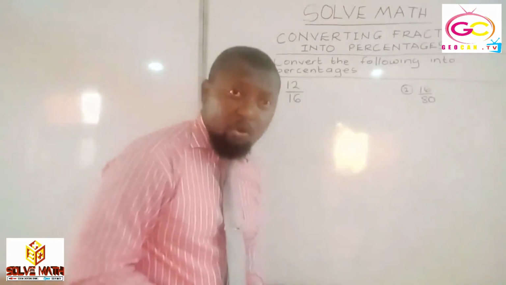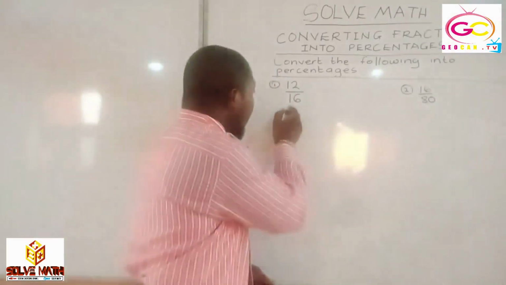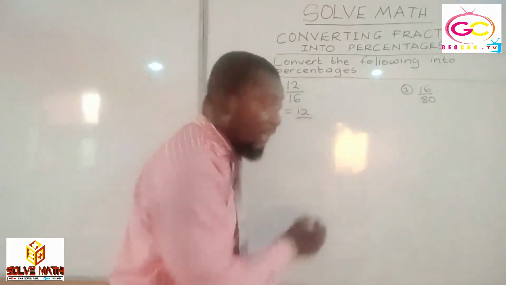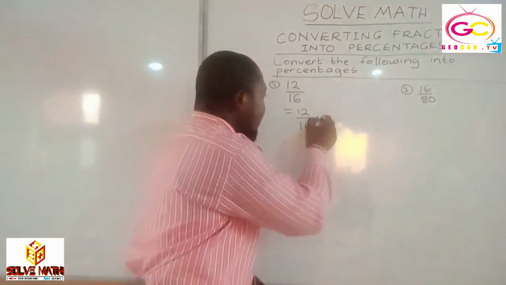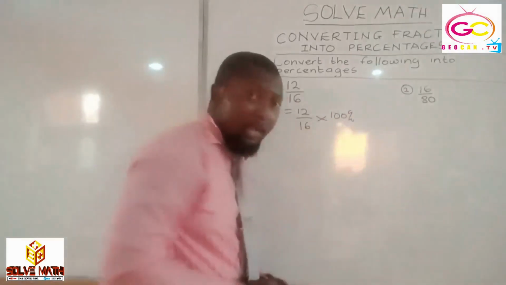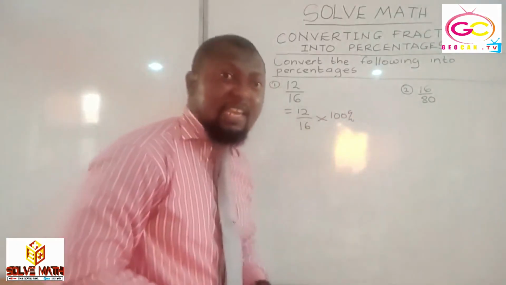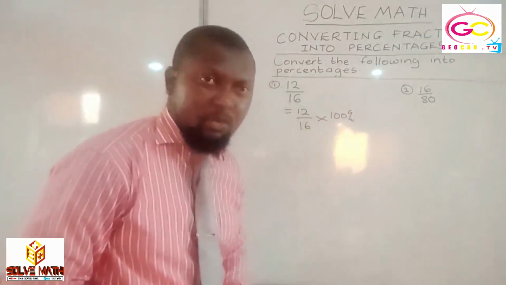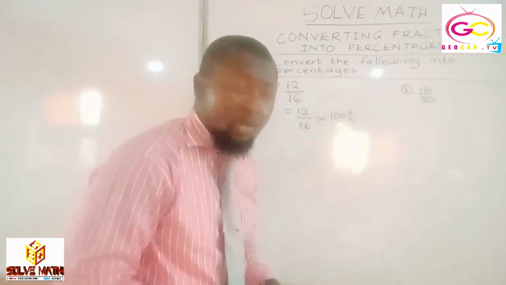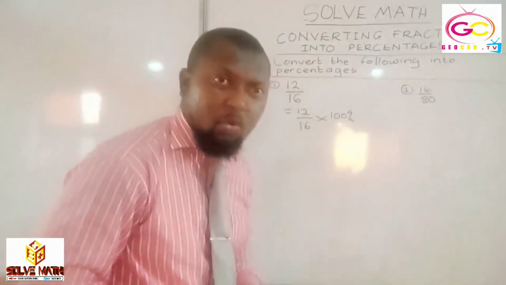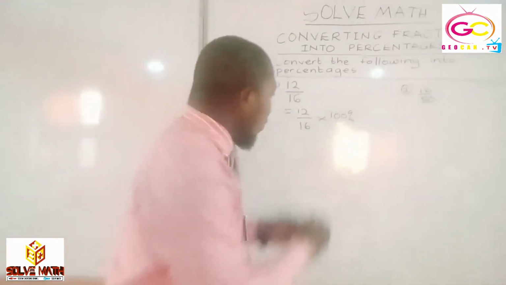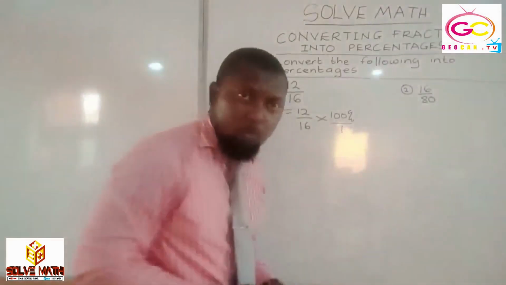So we have 12 over 16. So have your equal to sign. 12 over 16 times 100%. But I usually tell you that any number over 1 is that particular number. So in this context, to make it easy for us, the 100%, we could make it over 1 as well, so that when it comes to the multiplication, it will be easy for us. Good. So 100 over 1.